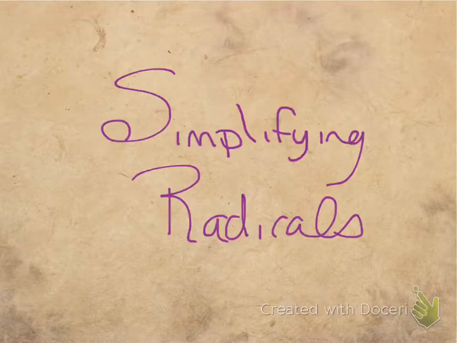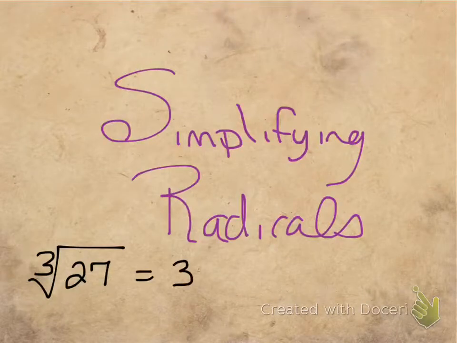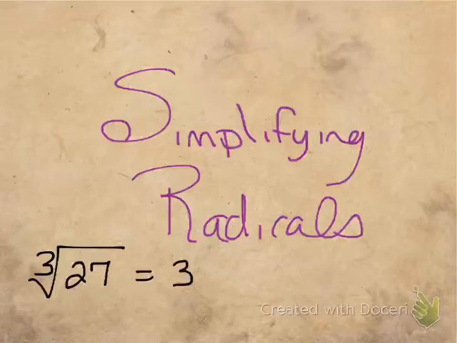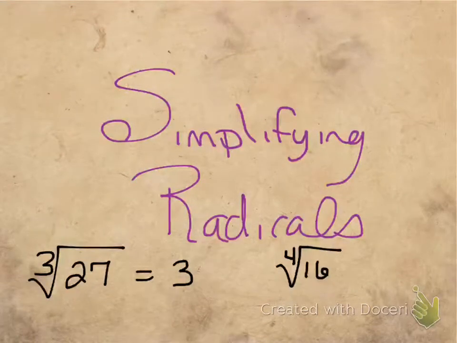So 3 cubed is 27. If I take the third root of 27, I end up at 3. So it's the way to undo higher powers. If I have 2 to the 4th power, that number is 16. It's 2 times 2 times 2 times 2, 4 times, that's 16. So if I take the 4th root of 16, I end up at 2.